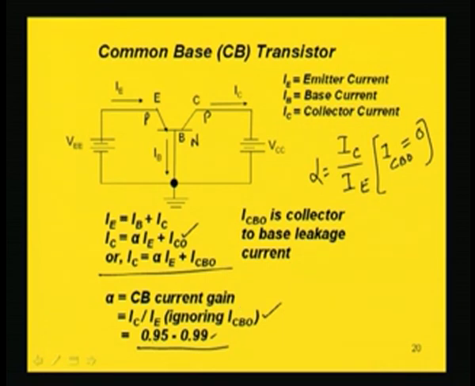So, maximum and minimum values are like this, and theoretically we can say if no base current flows, that means almost 0 recombination takes place, then IC will be ideally equal to IE if there is theoretically no recombination in the base region, but that is not true practically.